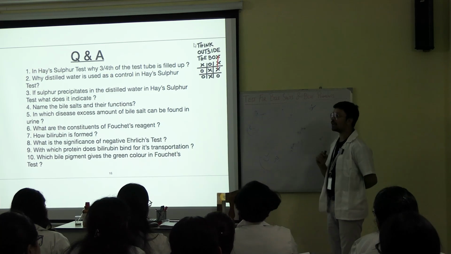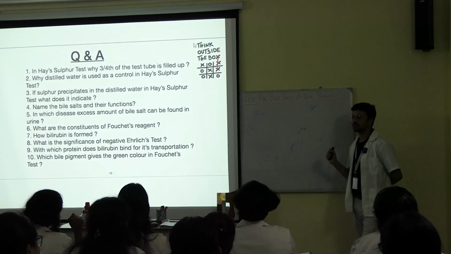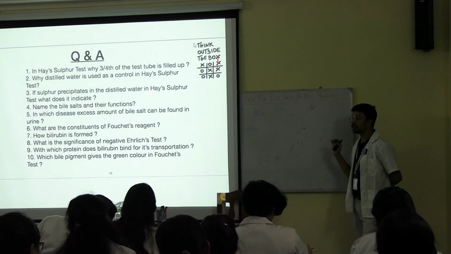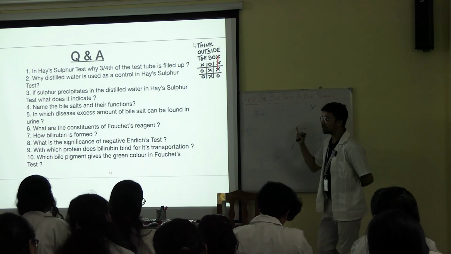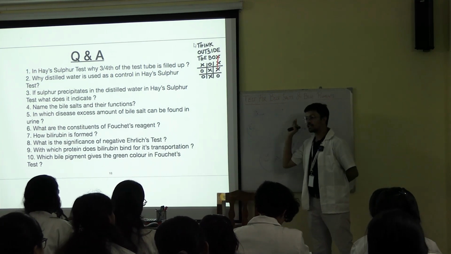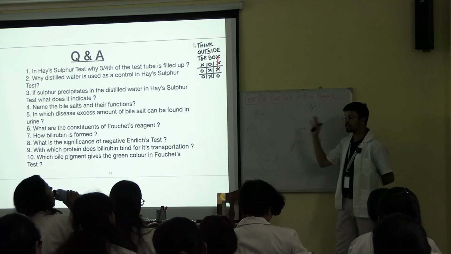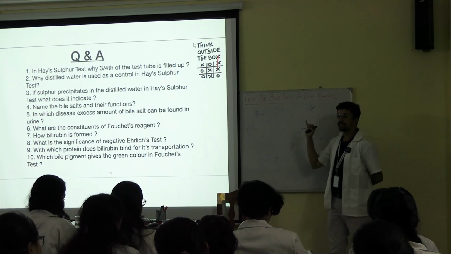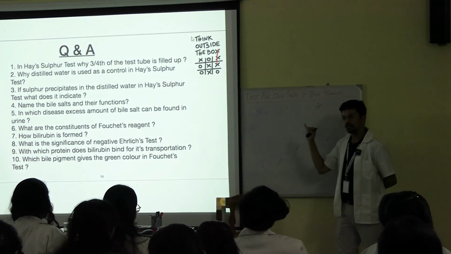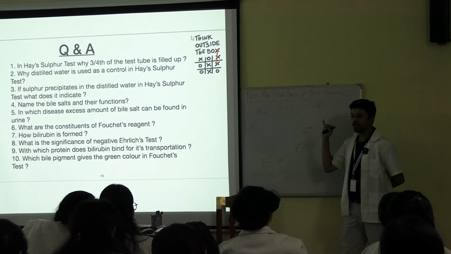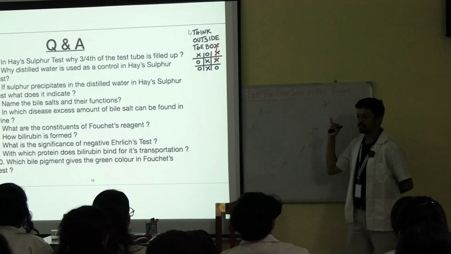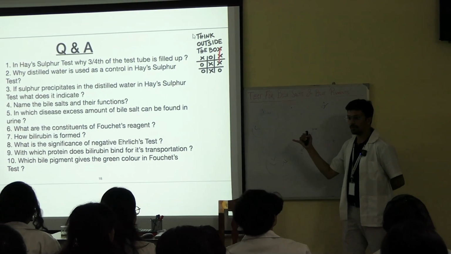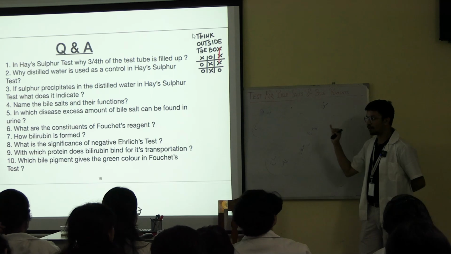Anybody has any doubt from the topic can raise your hand and ask. From the whole topic, whatever I have taught. What topic I have taught? One is bile salts, bile pigments, and another one was the urobilinogen. Urobilinogen just to rule out obstructive jaundice. For bile salts, which test we did? Hay's sulfur test. What were the salts? Sodium taurocholate, sodium glycocholate. Then we did bile pigments. What was the test? Fouchet test.